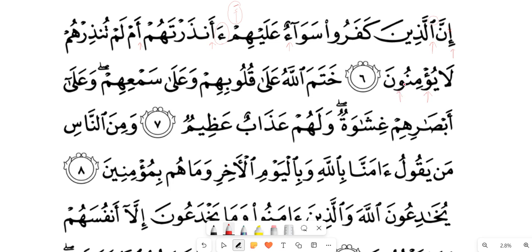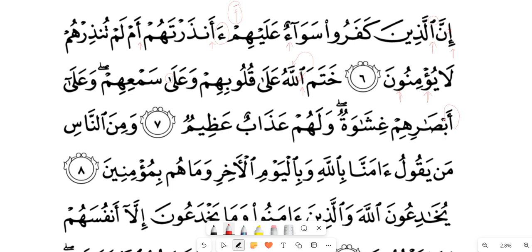Yu'minun. And where is the hamzatul wasl? Coming here in between two words, so directly from meem to lam. Khatamallahu, omitting the lam here and the hamzatul wasl here. Ala qulubihim wa ala. You can see the small alif saghira. You will learn all this in the introductory lesson of Quranic Arabic. Sam'ihim wa ala absarihim.